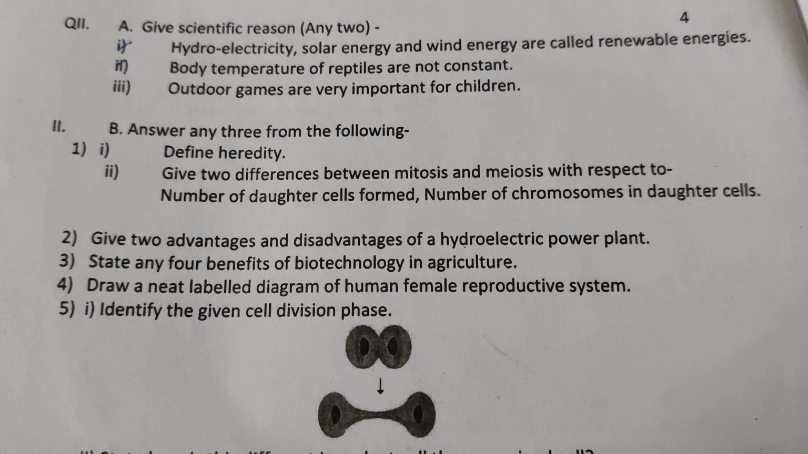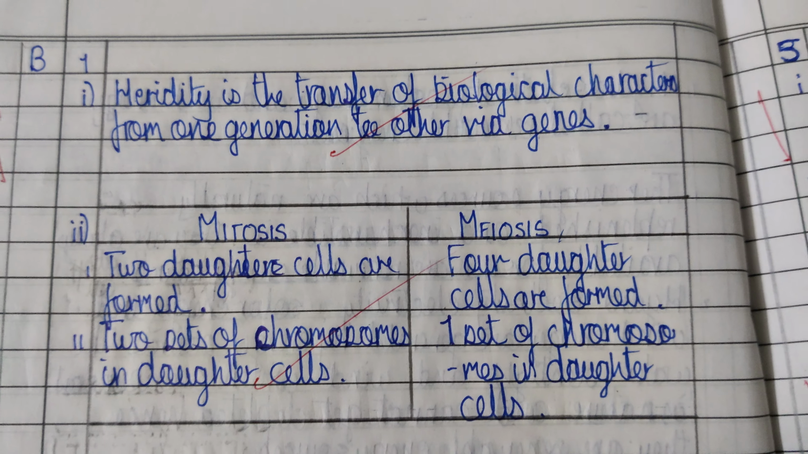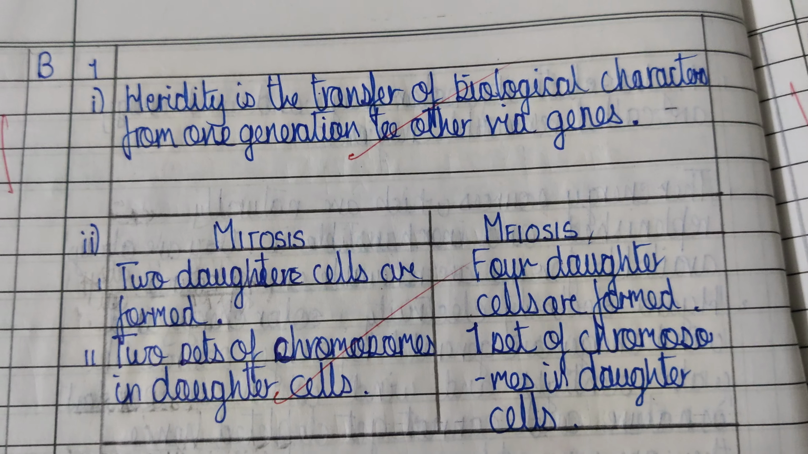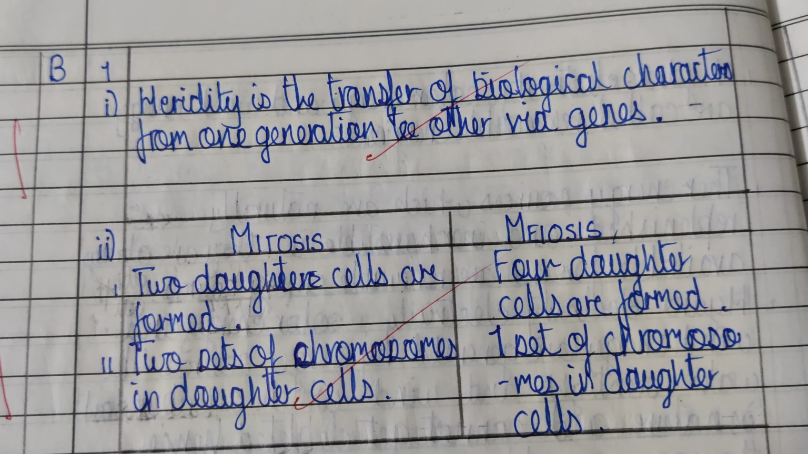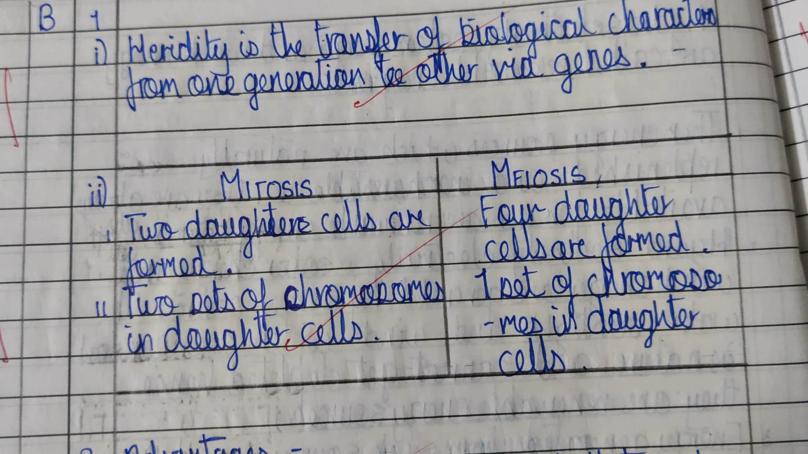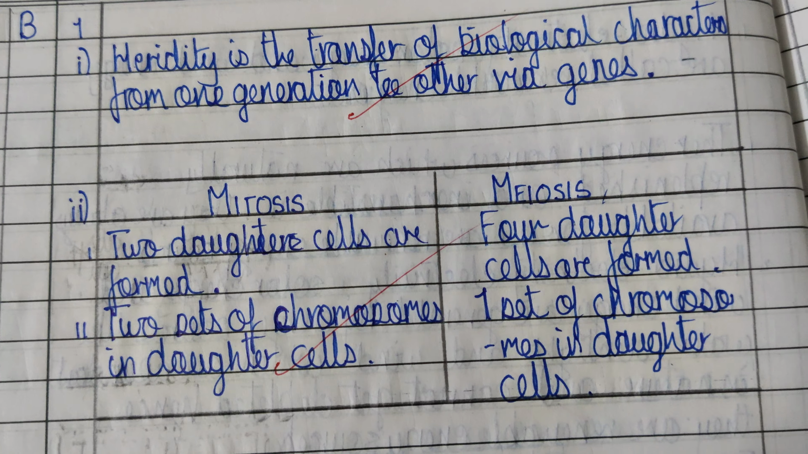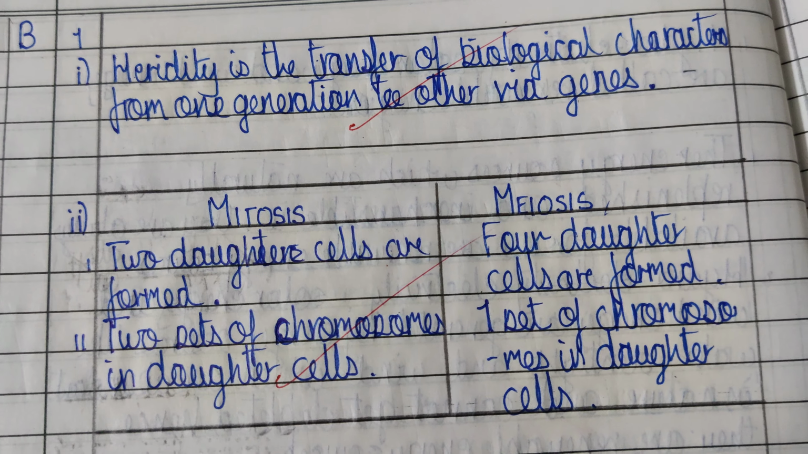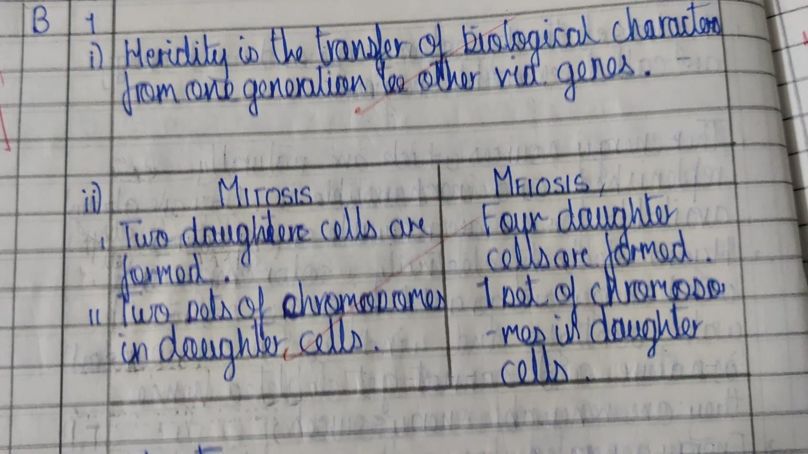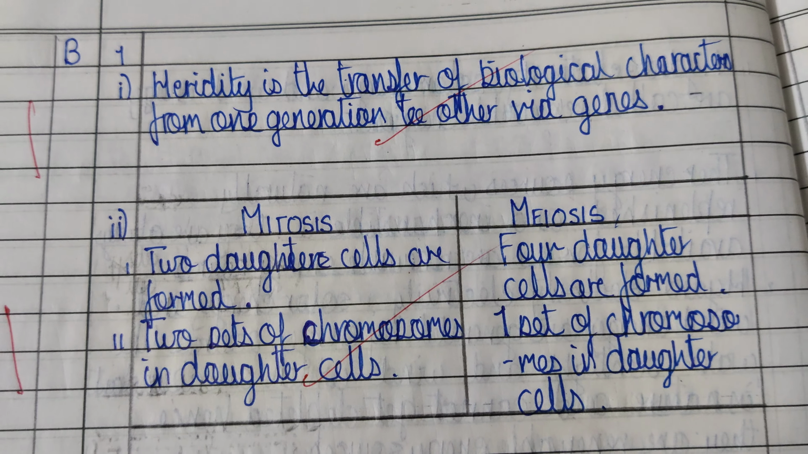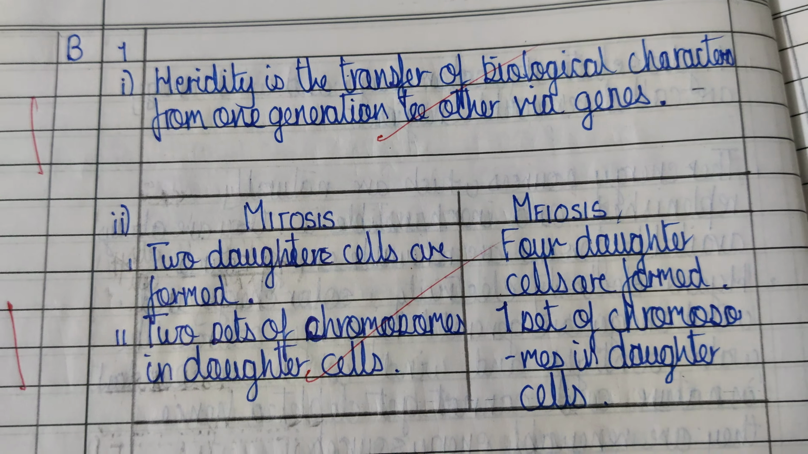Define heredity. Heredity is the transfer of biological characters from one generation to other via genes. Distinguish between mitosis and meiosis. 2 daughter cells are formed in mitosis. 4 daughter cells are formed in meiosis. 2 sets of chromosomes in daughter cells. 1 set of chromosomes in daughter cell.